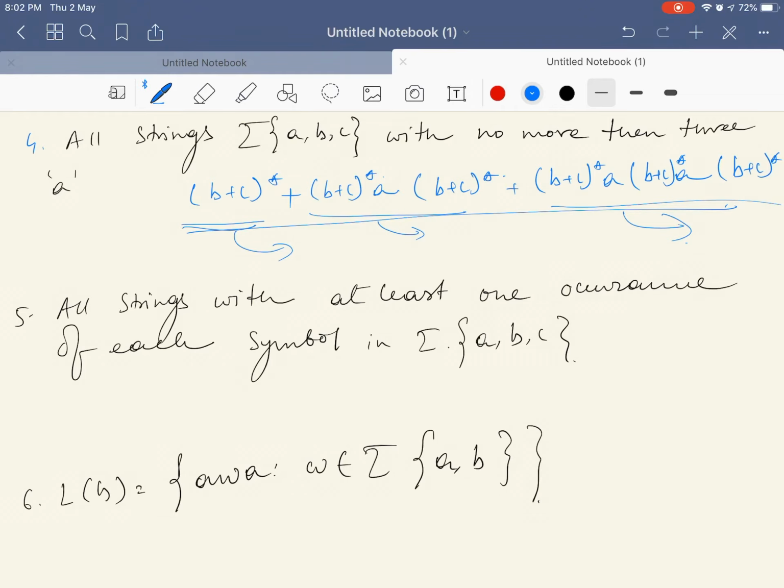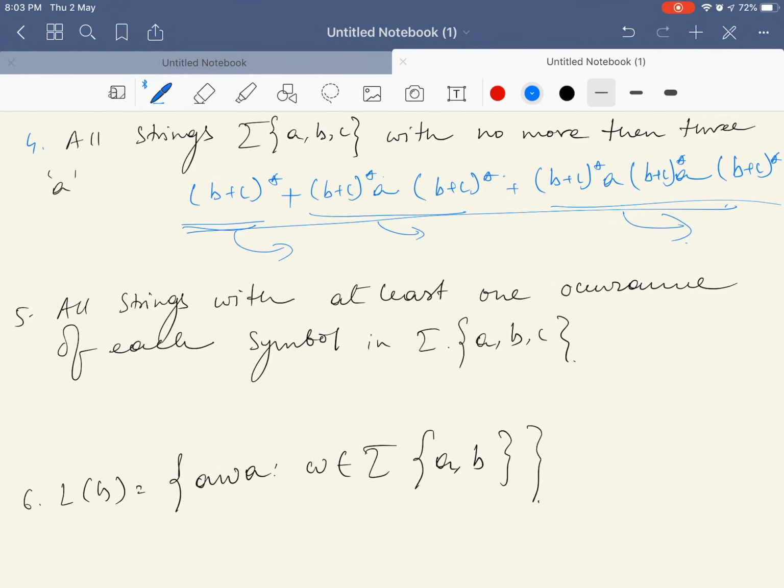So this is the answer for this question, to find the regular expression. In this manner you have to keep in mind the jargon of words, whether it is at least, or exactly, or no more than. Based on this you have to construct the regular expression. Next one, again minutely consider the jargon of words: all strings with at least one occurrence of each symbol, which means that within your string at least one A must be there, one B must be there, one C must be there.